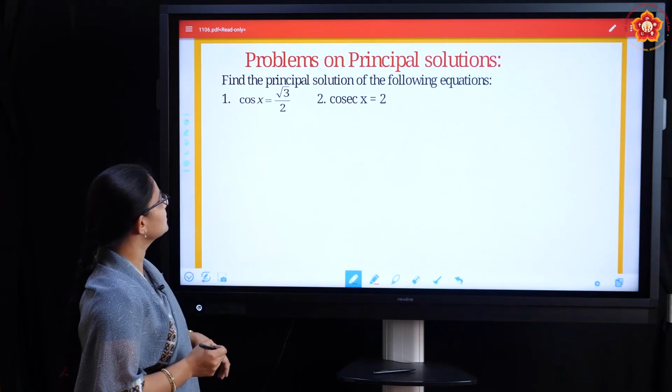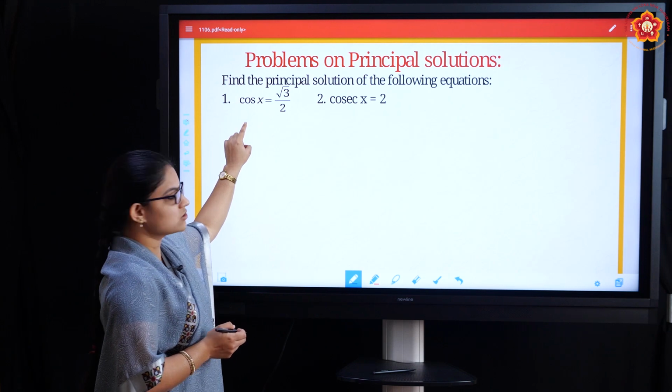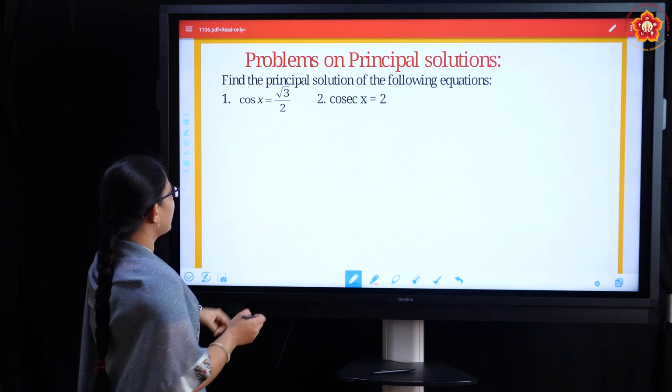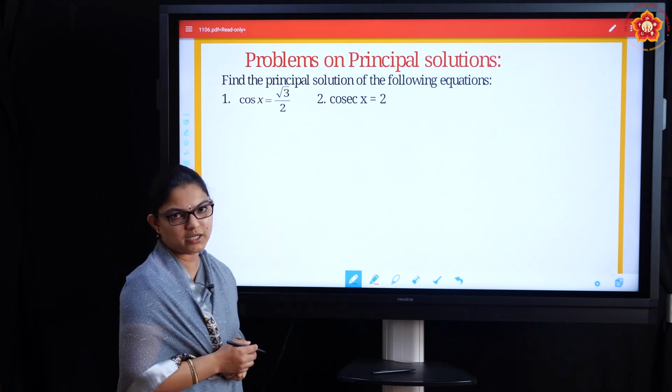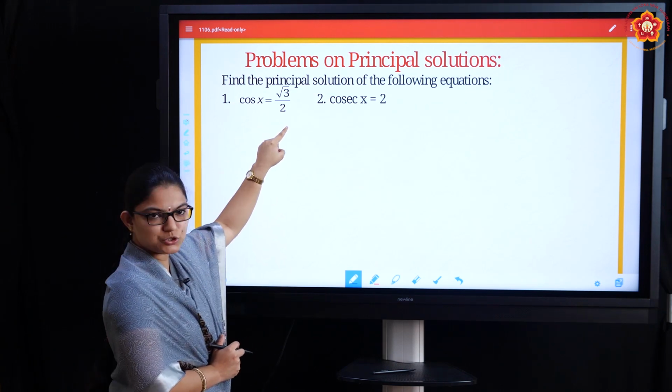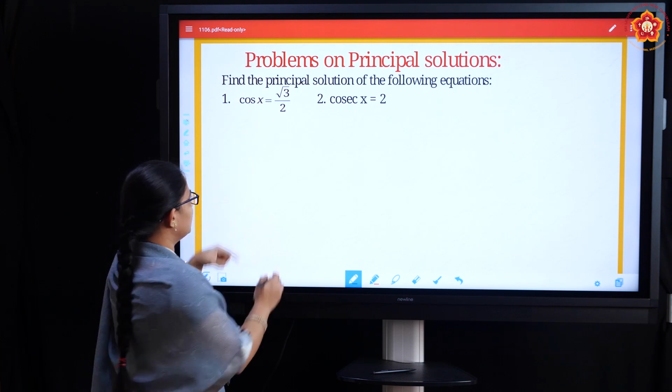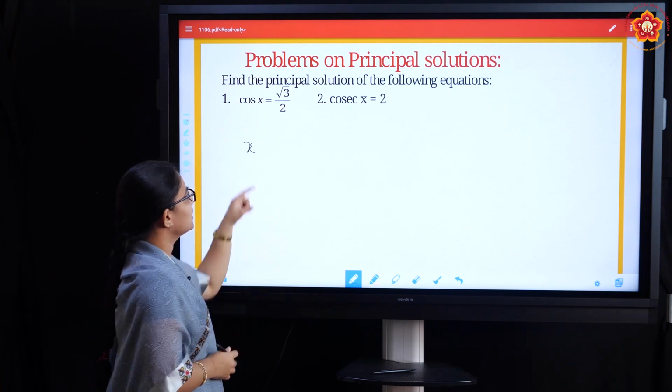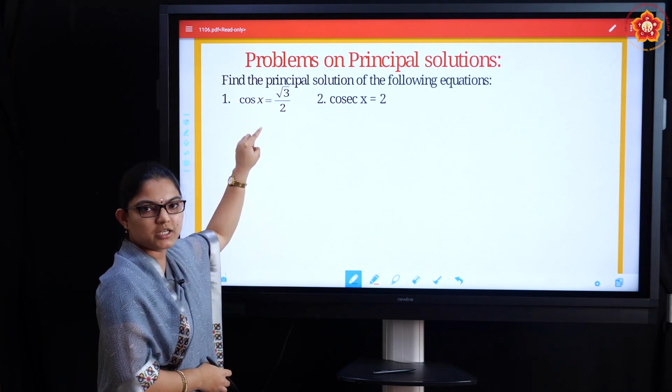Now let us find the principal solution for the given problems. We have here cos x is equal to root 3 by 2. So what are we going to find? The principal solution, that is, we are finding for what x we get cos x is equal to root 3 by 2.